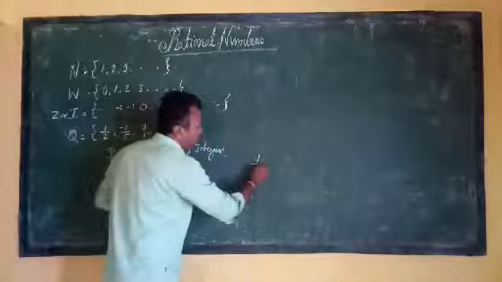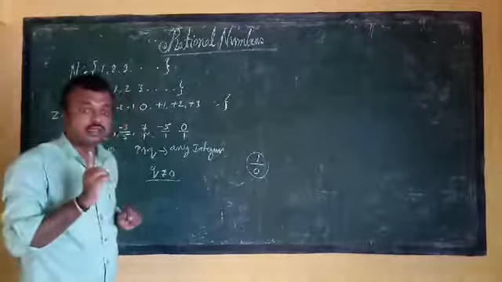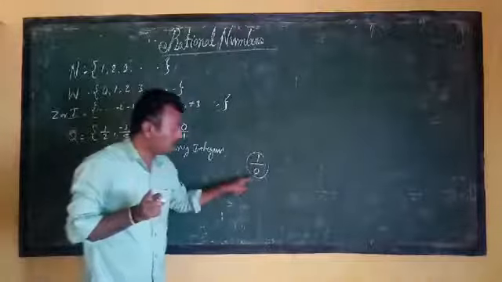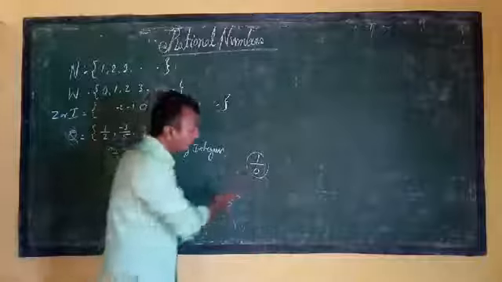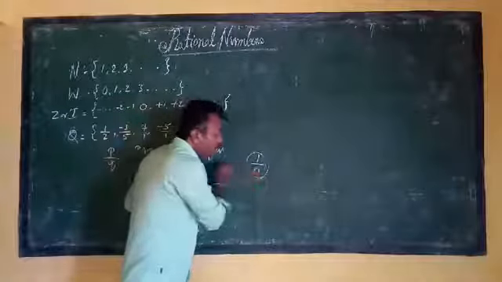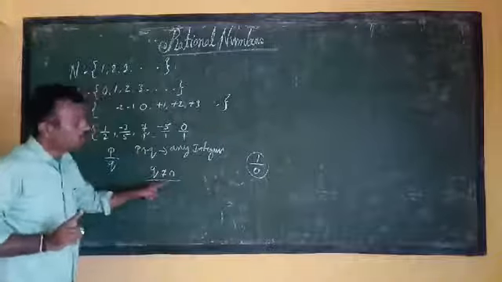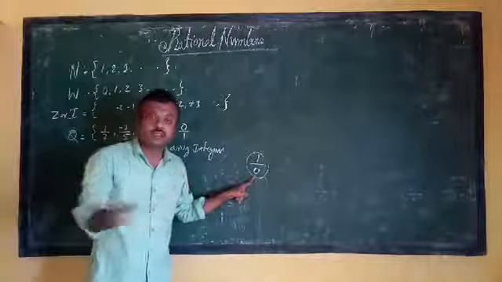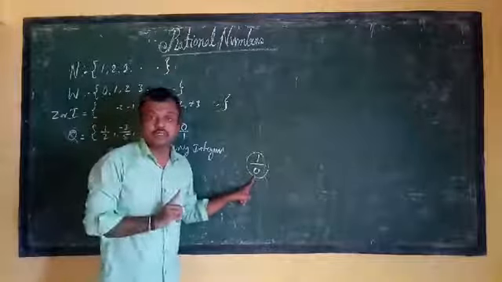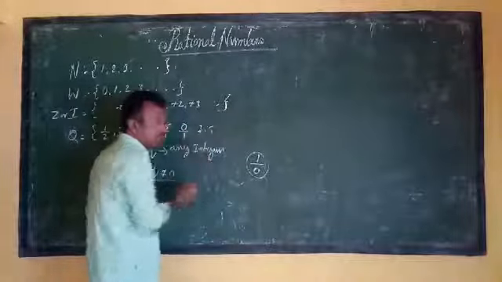But 1 by 0, is it a whole number? No. Is it a rational number? No, it is not a rational number, because here the denominator is equal to 0, but our condition is that Q is not equal to 0, and here Q is equal to 0. Therefore 1 by 0 is not a rational number. Understand?